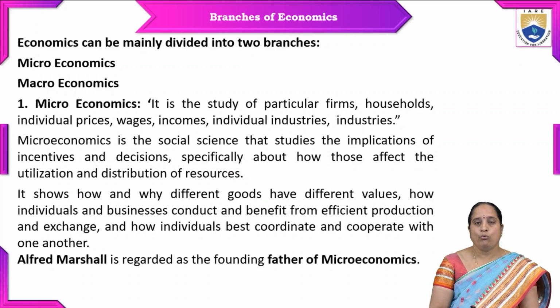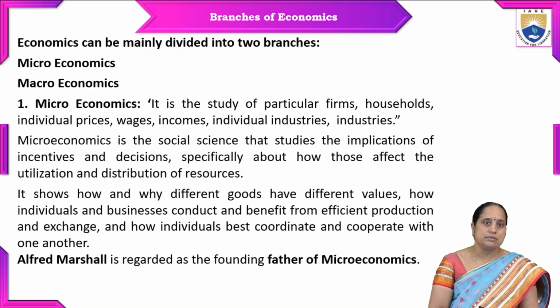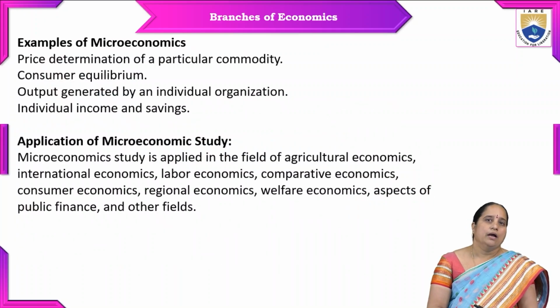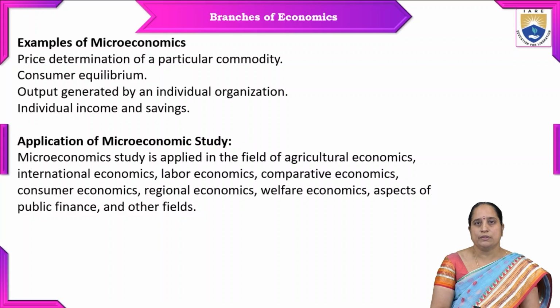It shows how and why different goods have different values, how individuals and businesses conduct and benefit from efficient production and exchange, and how individuals best coordinate and cooperate with one another. This we can analyze with the help of microeconomics. Alfred Marshall is regarded as the father of microeconomics. Examples of microeconomics are price determination of a particular commodity. So, how do we determine the price of a commodity?